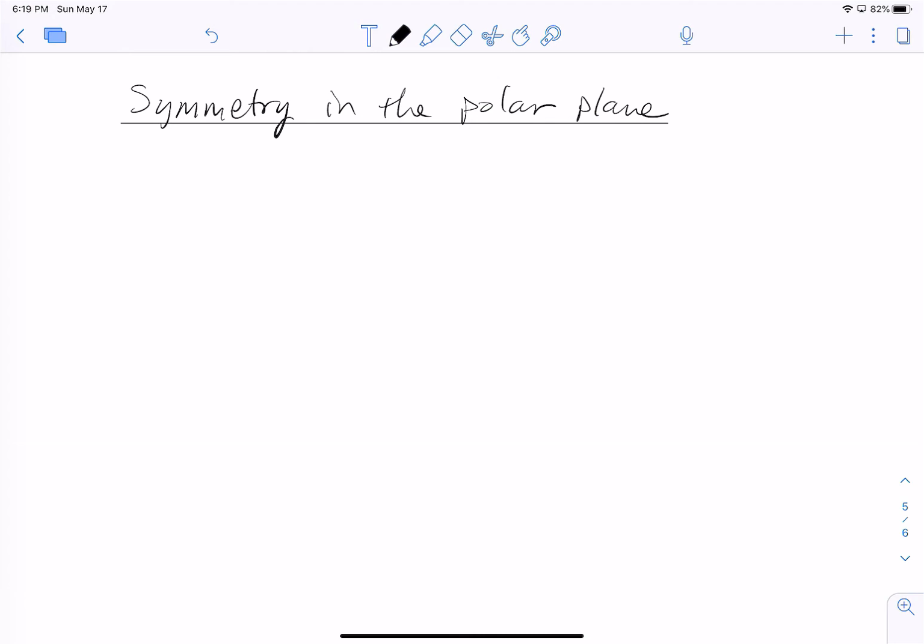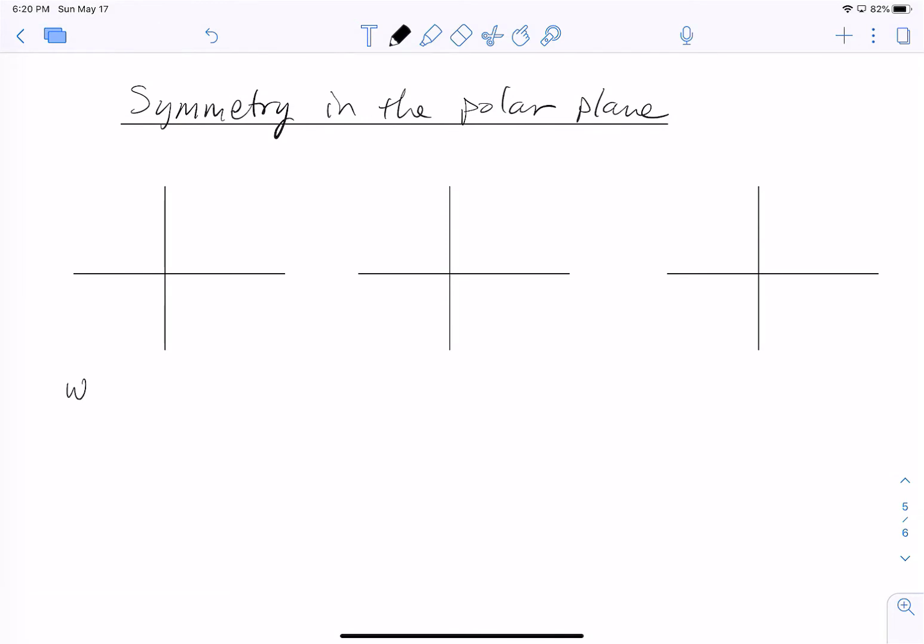When graphing polar equations, sometimes it's useful to know what kind of symmetry a graph has. There are three types of symmetry we consider in the polar plane. They are symmetry with respect to the polar axis, with respect to the line theta equals pi over 2, and with respect to the pole.